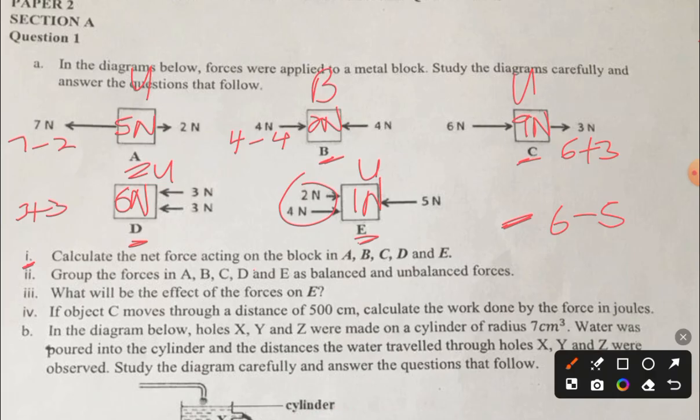The next question says, what will be the effect of the forces on E? Alright, so with E, you had a lot of forces, some in the same direction, the one in opposite direction. So since the net force is 1 Newton and the forces on the left side is greater than the force on the right side, so what your answer will be is that it will move the object in the right direction because they are moving towards the right, so they're going to push the 5 Newton.